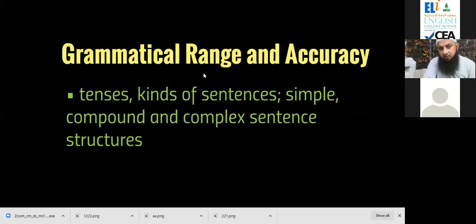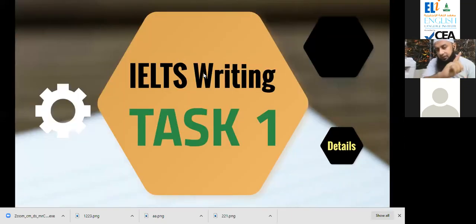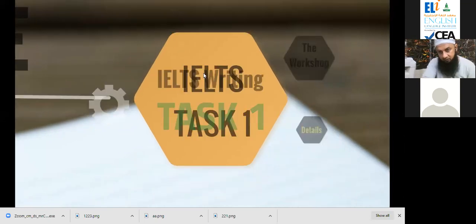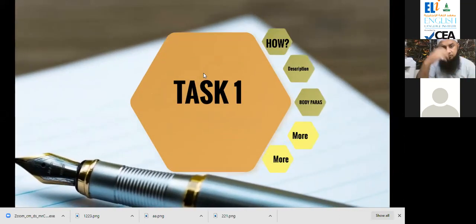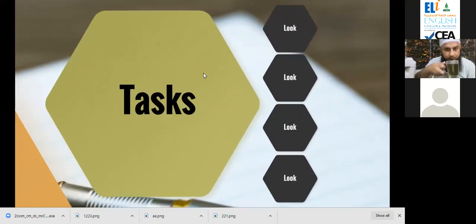Okay, so as I said, grammatical range and accuracy is like tenses, kinds of sentences, simple, compound, complex sentence structures, and some expressions. This is what they want from you in IELTS writing task 1. Right? Let's go into details now. For example, look at this.